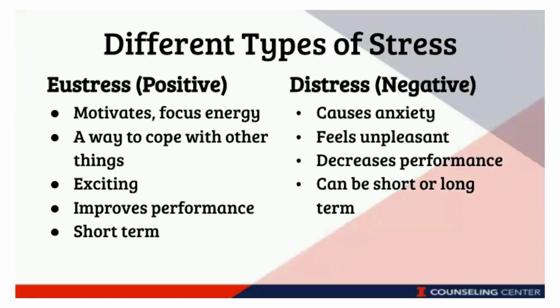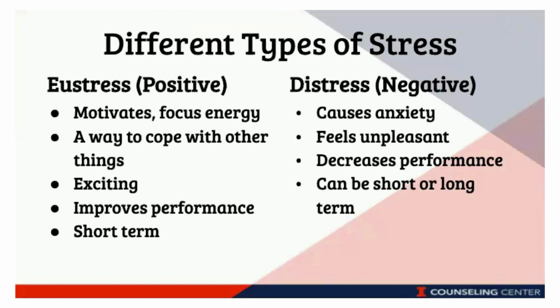To get started, we're going to go over the different types of stress. So there's eustress, which is positive, and then there's distress, which is negative. Eustress is the kind of stress that motivates you and it focuses your energy. So this is the kind of stress that you feel when you get excited to do things, to get some work done. This is also a way to cope with other things, kind of like if you're in a fight with a friend or something and you just distract yourself otherwise to get some work done. This is also exciting and it also improves performance.